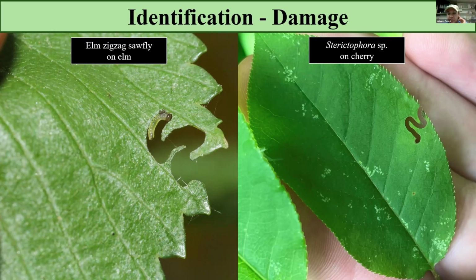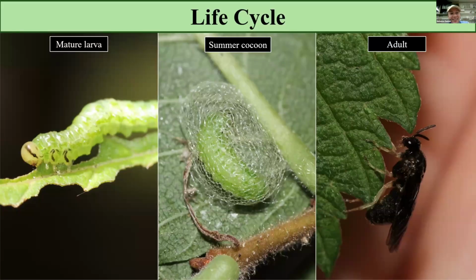Additionally, just because it came to mind, elm zigzag sawfly larvae also produce citral, which smells like lemons. So if you grab them and pick them up, they will produce a lemony odor. There have definitely been times in the lab where it's been a long day and I haven't eaten anything, and I have gotten tempted, but I haven't actually tried them. Anyway, moving on.